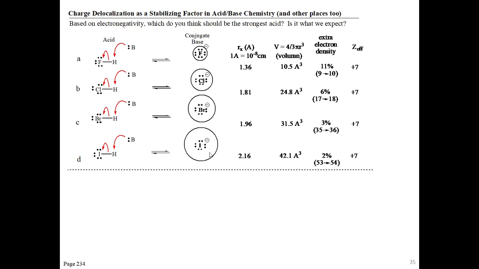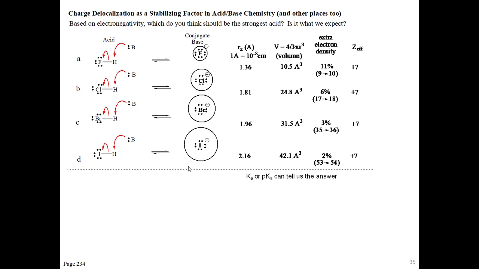And iodide is the biggest of all. Its volume is about 4 times bigger than the fluoride. And we only go from 53 to 54, so a little less than a 2% increase. So we're thinking this should be the most stable because there's less electron-electron repulsion, because it's the biggest space, the most delocalized, the biggest volume. So what tells us the answer?